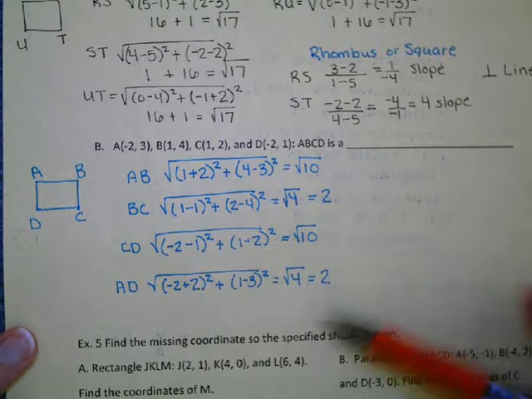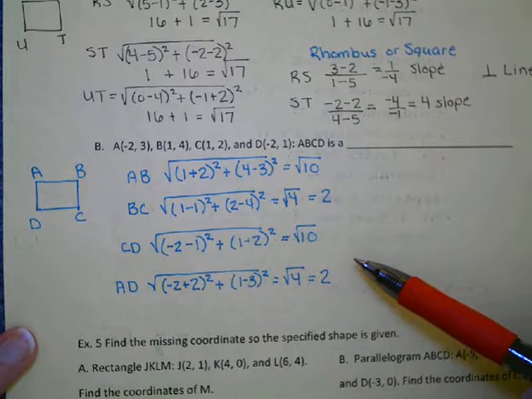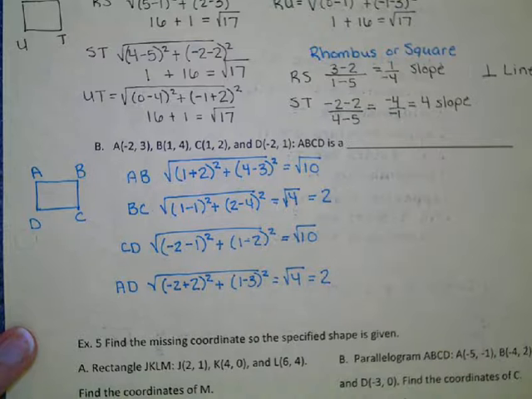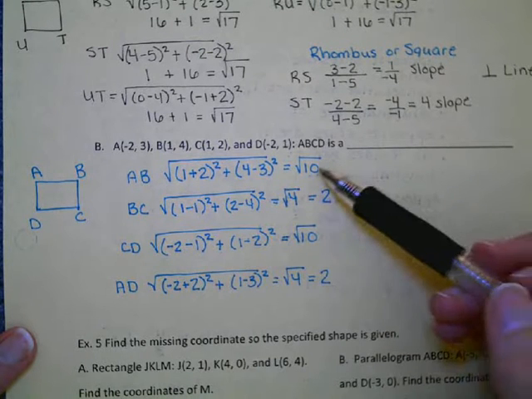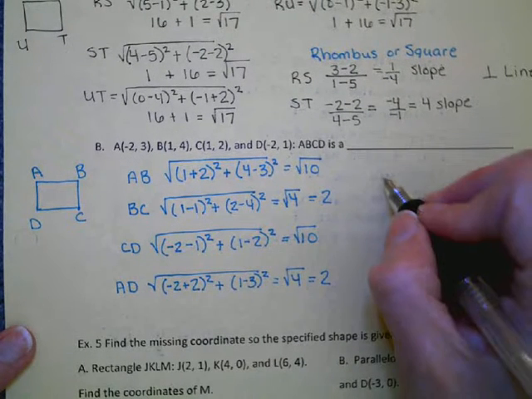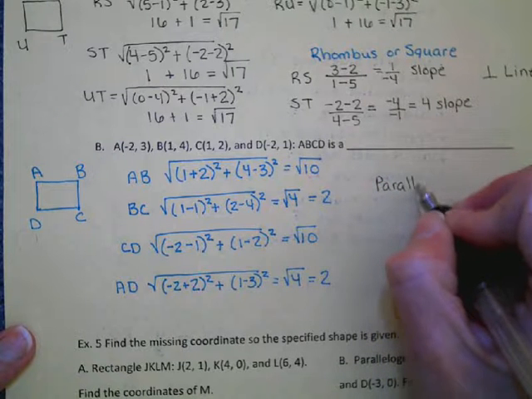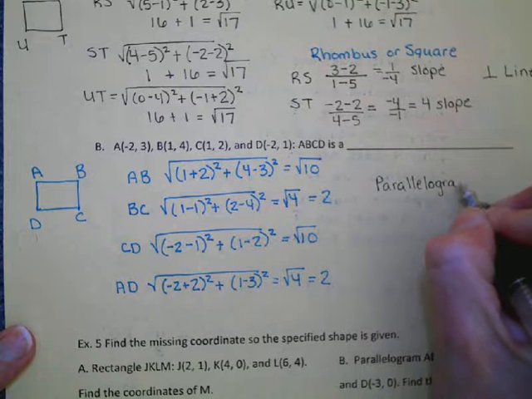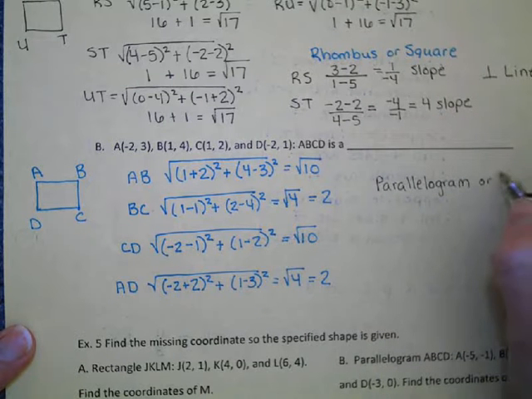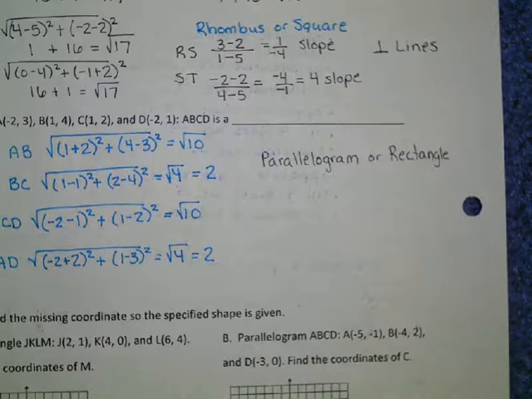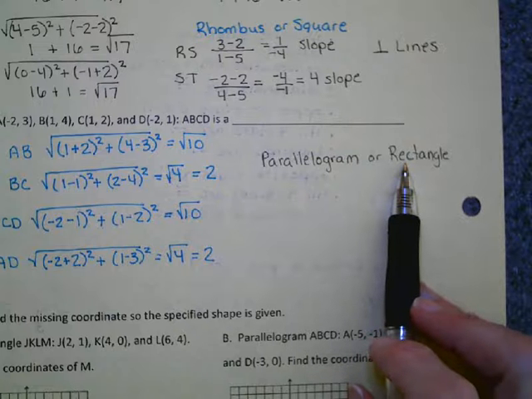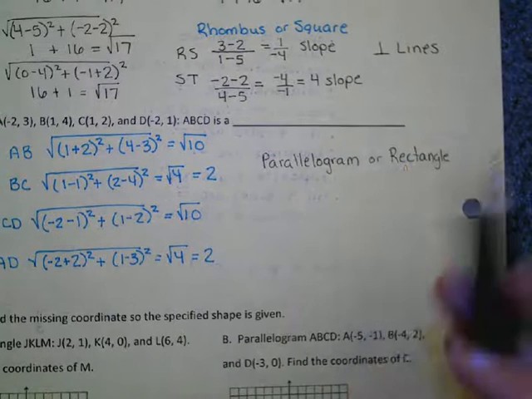So if you look at this, we don't have all four sides congruent this time. Since all four sides are not congruent, we have the option, if we know opposite sides are congruent, it's either going to be a rectangle or parallelogram. Those are our choices if not all the sides are congruent, but opposite sides are congruent. So the difference is, in a rectangle, we have to have perpendicular lines.